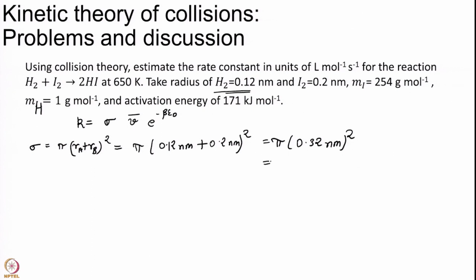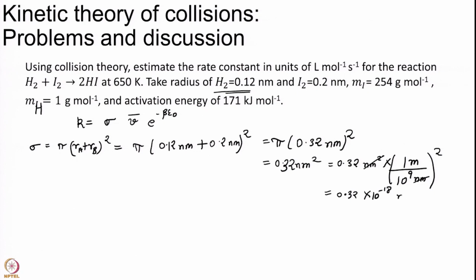You can do this math, I have done this math. This comes out equal to 0.32 nanometer square, but I want to convert to meter square, SI units. So, what I do is 1 meter has 10 to the power of 9 nanometers, whole square. Okay, so I multiply by that, nanometer square will cancel with this. So, I will get 0.32 into 10 to the power of minus 18 meter square.